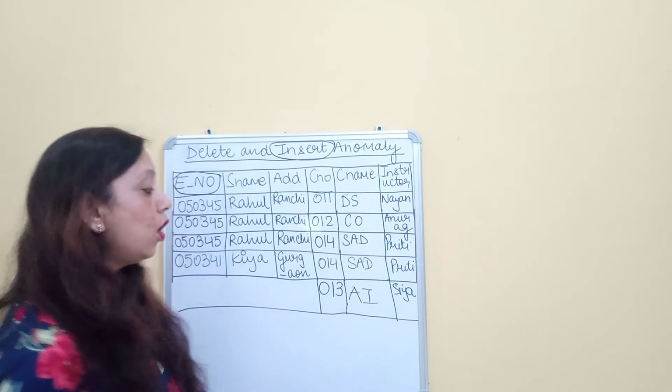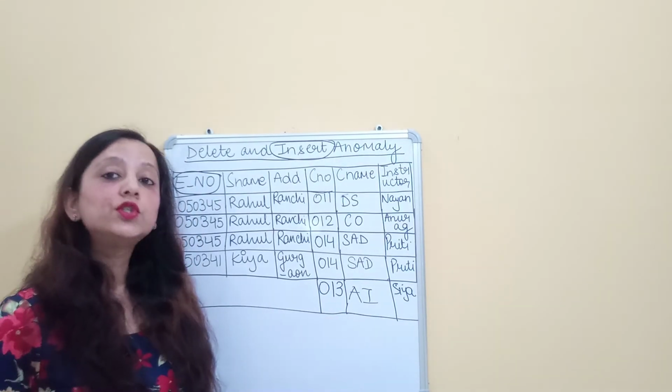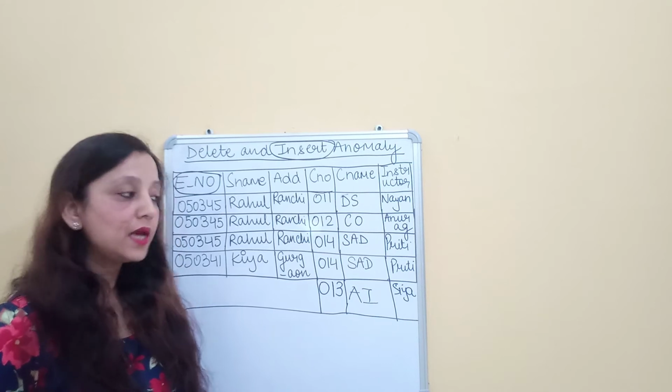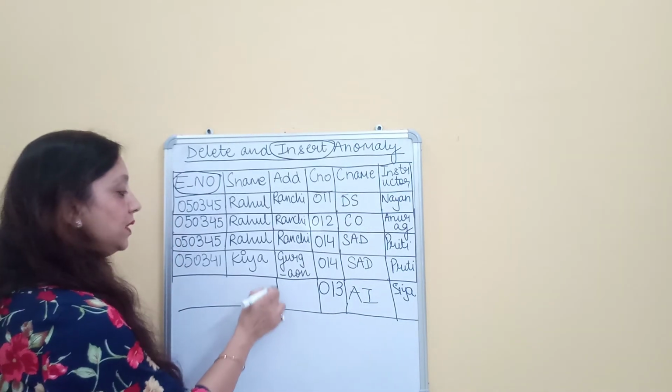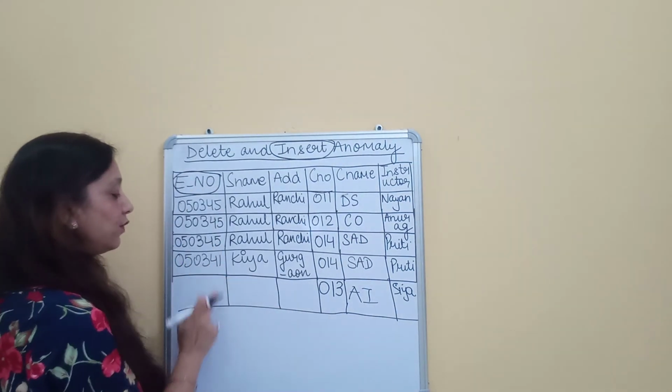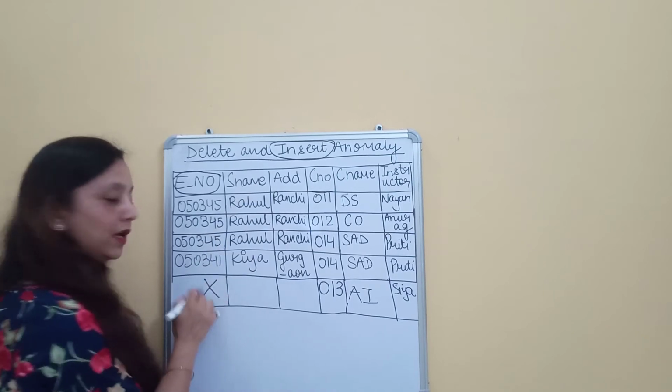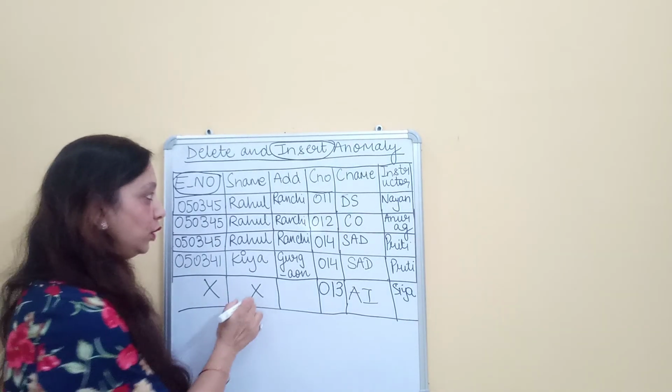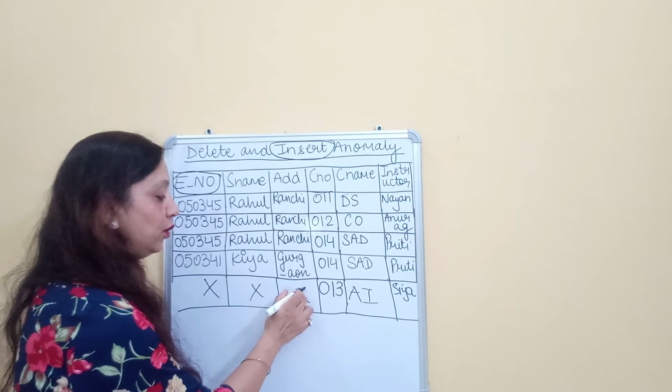Now since this is a new course, no student has enrolled in this course. So that means I will not be having any values for the enrollment number, no value for the student name, and no value for the address of the student.